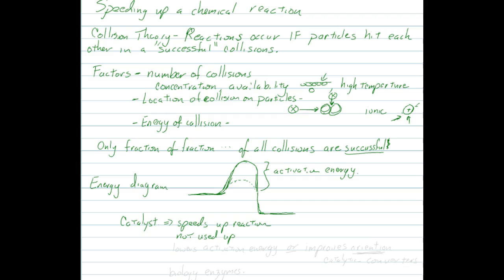It either lowers the activation energy or it improves the orientation, which enables it to hit the sweet spot better. If it improves the orientation, it improves the chances of a collision on the sweet spot. So orientation is another thing that you can do. This is what catalytic converters in your car do.